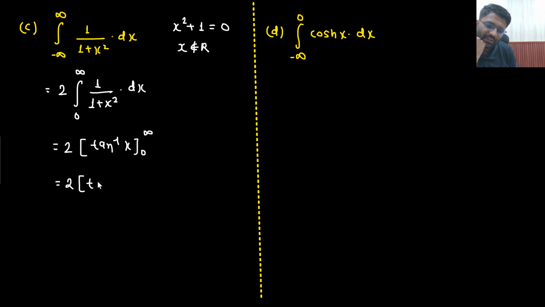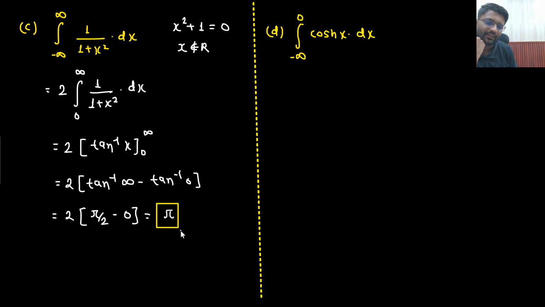So what is tan inverse infinity, minus tan inverse 0? Tan inverse infinity is pi by 2, and tan inverse 0 is 0 only. The answer is pi. Is it finite? Yes. Is it converging? Yes. It converges. Understandable? Let's solve the next one.